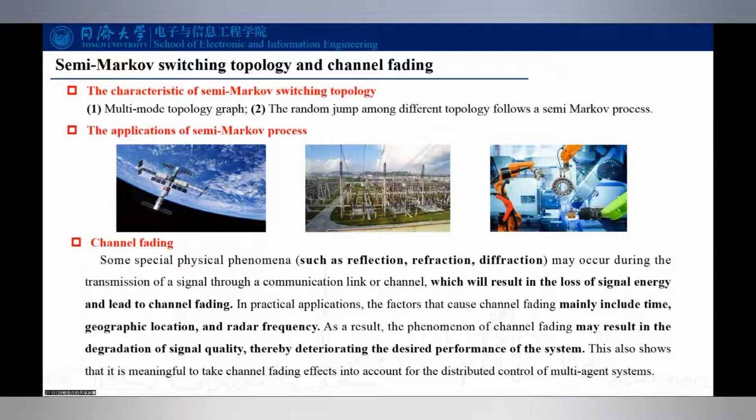Some special physical phenomena, such as reflection, refraction, diffraction, may occur during the transmission of a signal, which will result in the loss of signal energy and lead to channel fading. And channel fading may result in the degradation of the signal quality, thereby deteriorating the desired performance of the system. This also shows that it is meaningful to study channel fading effects for multi-agent systems.